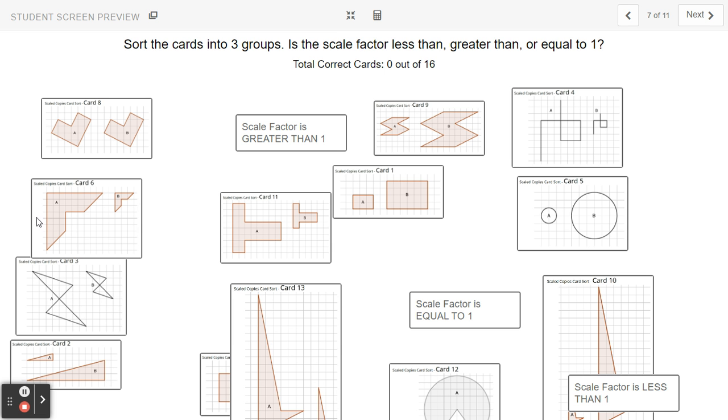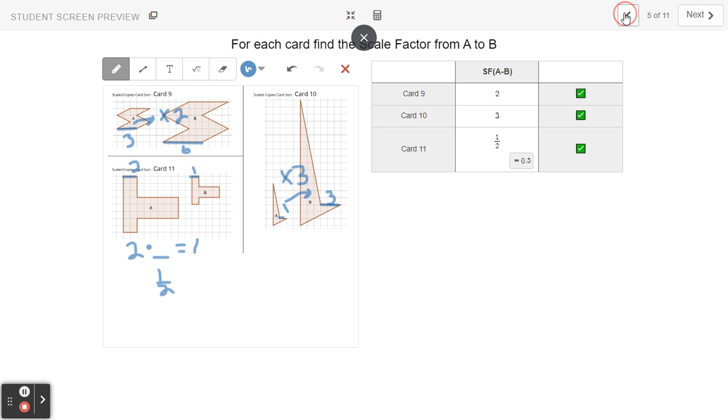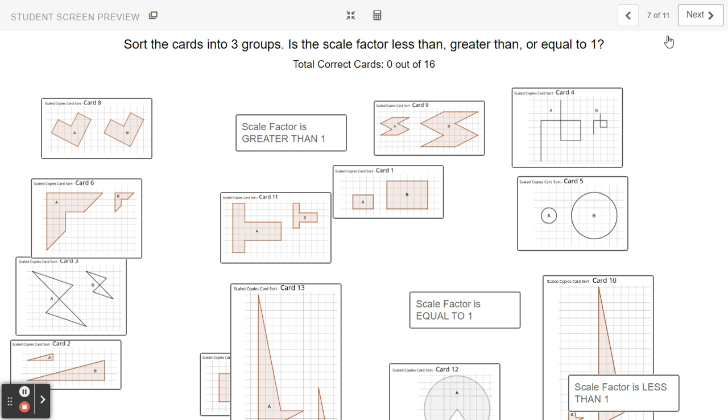So now we actually know the scale factors of all of these. And we're going to sort those cards into 3 groups based on what we've already done. Okay. So you've actually done the hard work here. So go ahead and start sorting them. See, because some of them you're going to find the scale factor is less than 1. Others, the scale factor was greater than 1, and some of them were equal, right?